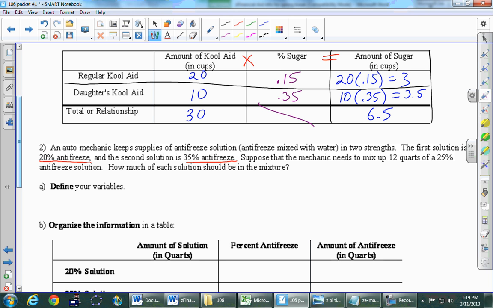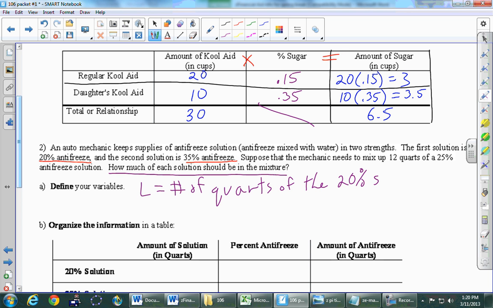All right, so first step, as always, is to define the variables. And as always, I go to the very last part, the last question. How much of each solution should be in the mixture? Those are what our variables are going to represent. How much of each kind of this chemical? So I've got a low and a high. So how about I say L equals the, what are we doing here? This is in quarts, thank you. L is equal to the number of quarts of the 20% solution. So I've got the low concentration, which is 20. And then H can be the number of quarts of the 35, the high.